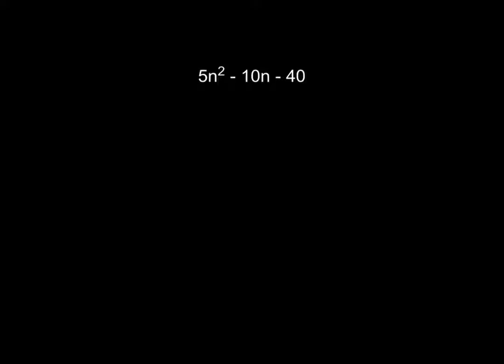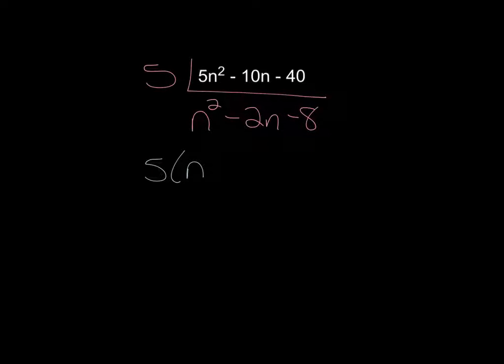Let's look at another one. 5n squared minus 10n minus 40. Is there a common factor to all 3 of these? 5 goes into all 3, right? So we're going to factor a 5 out. We're going to divide. We get n squared minus 2n minus 8. Is that right? And we end up with 5 times n squared minus 2n minus 8. Never lose that common factor because it's part of this polynomial.